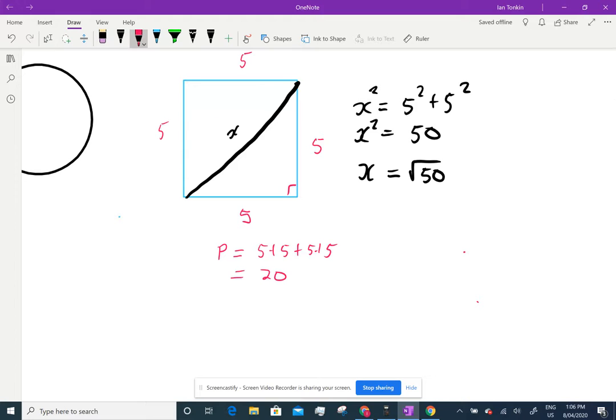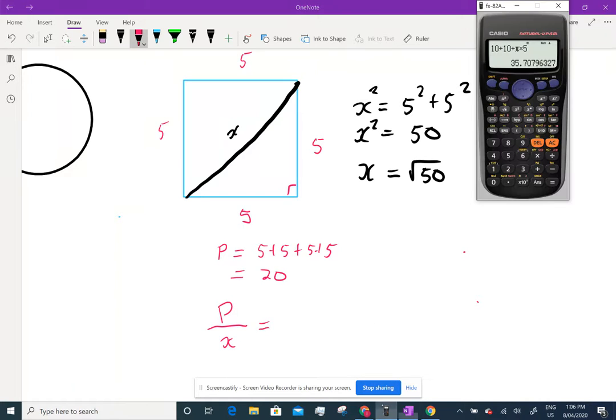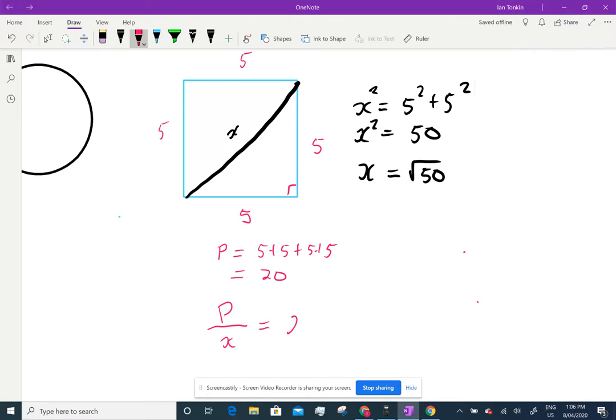So let me have a go at this. The perimeter over x, which is the diagonal. Well, let's have a look at what that is. 20 divided by the square root of 50 is 2.828, and a whole lot of other numbers.